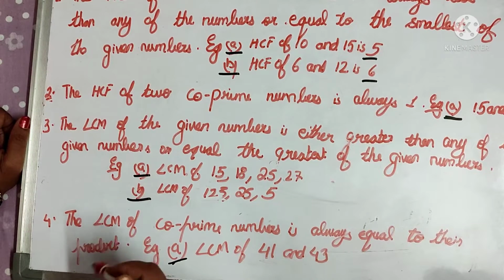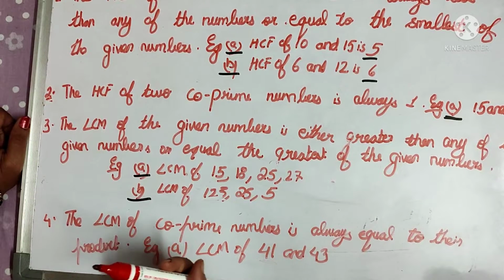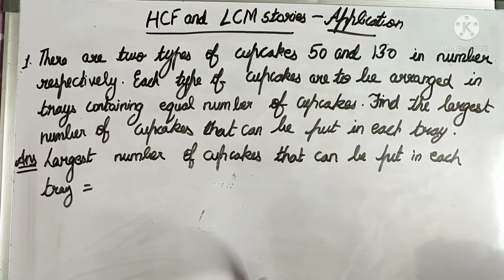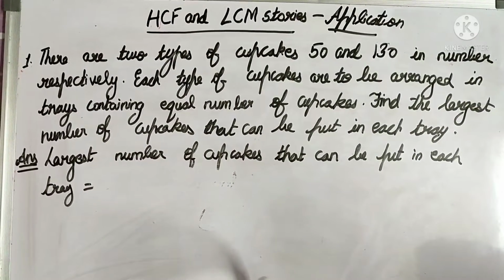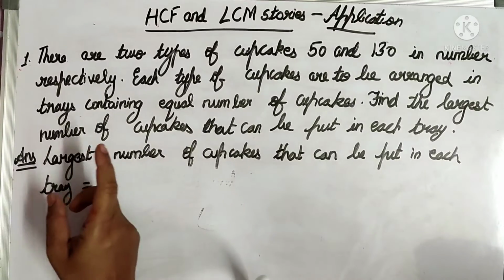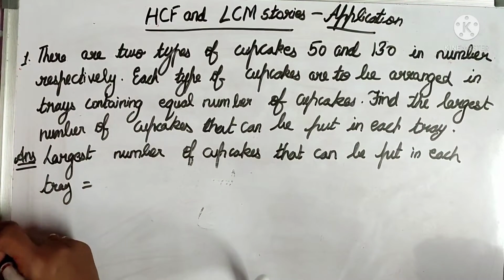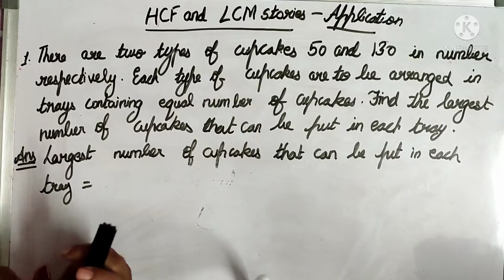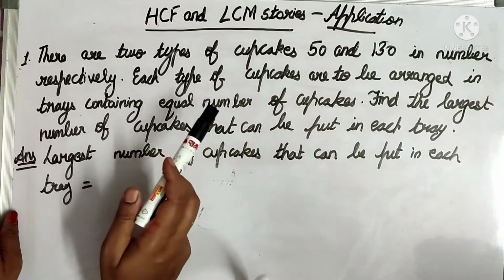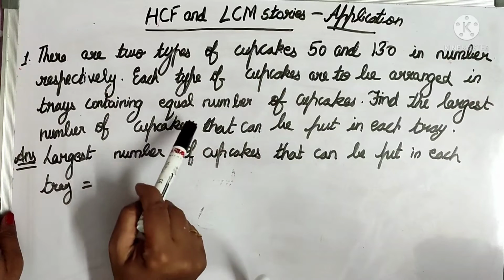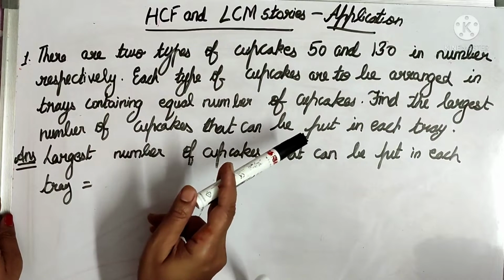Now let us do some applications of HCF and LCM, that is, word problems related to HCF and LCM. Let us discuss HCF and LCM stories. Now the question given is: there are two types of cupcakes, 50 and 130 in number respectively. Each type of cupcake is to be arranged in trays containing an equal number of cupcakes. Find the largest number of cupcakes that can be put in each tray.